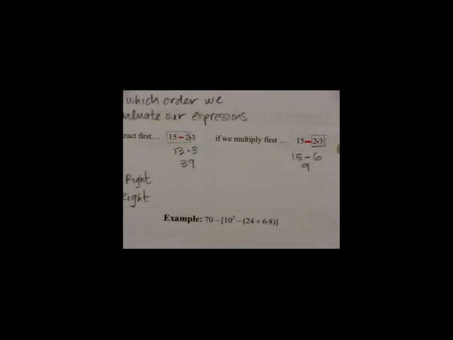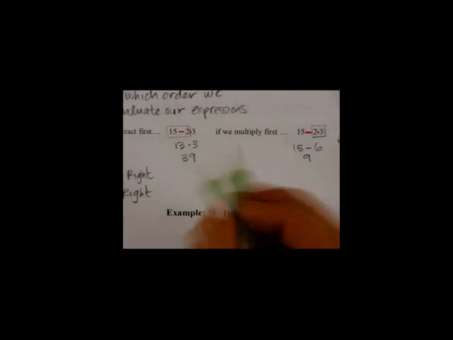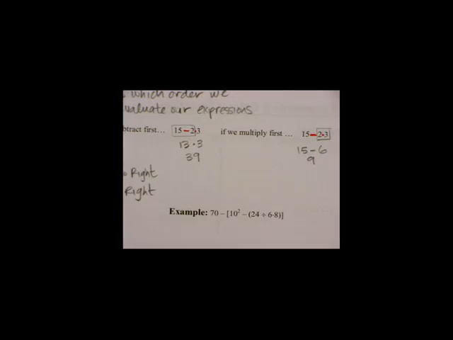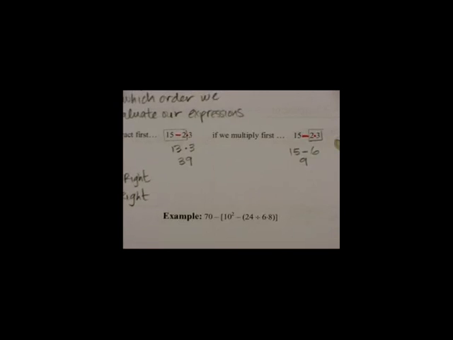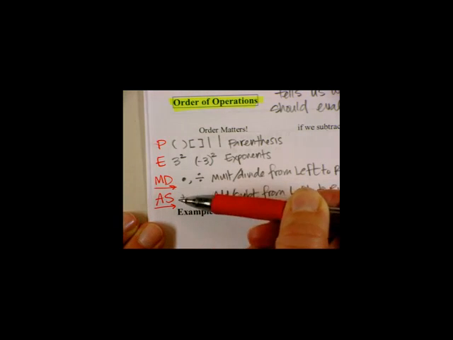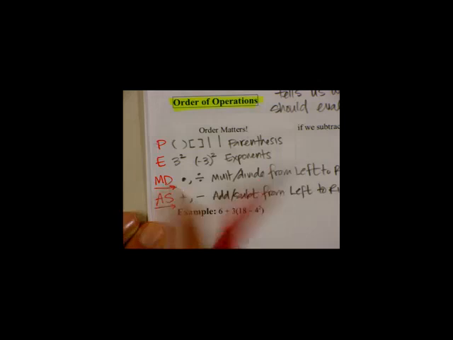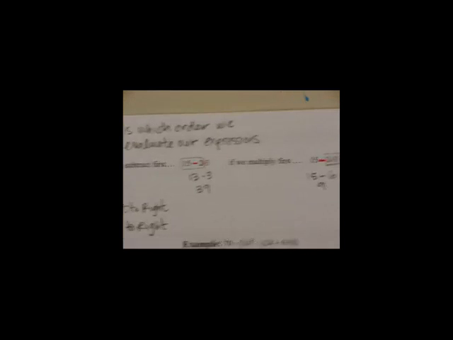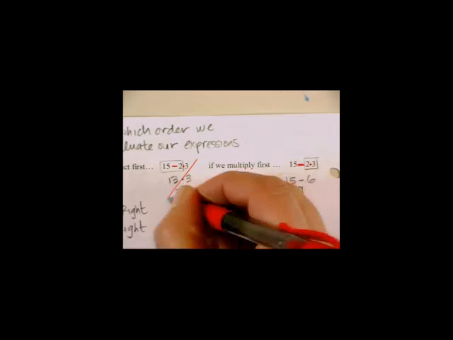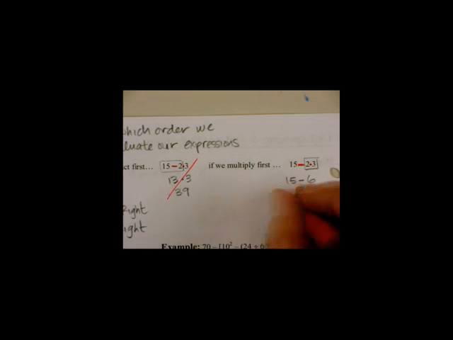Which one was the correct answer? Should I have subtracted first or multiplied first? Well, according to PEMDAS, I am supposed to multiply and divide before I add and subtract. So the multiplication or division has to happen first, which means this is incorrect, and this would be the actual correct answer.